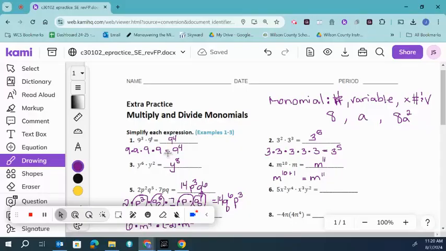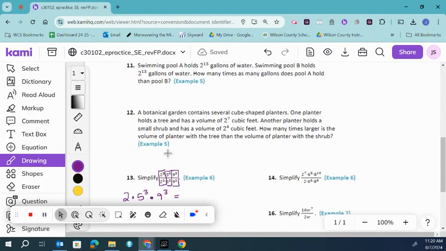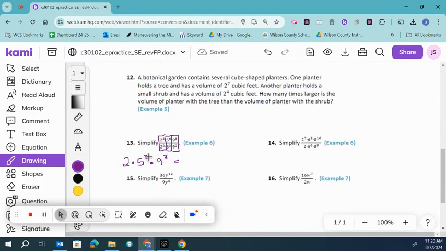So recap. When you are multiplying monomials, you keep the base the same and you add your exponents. When you are dividing monomials, you keep the base the same and you subtract your exponents.